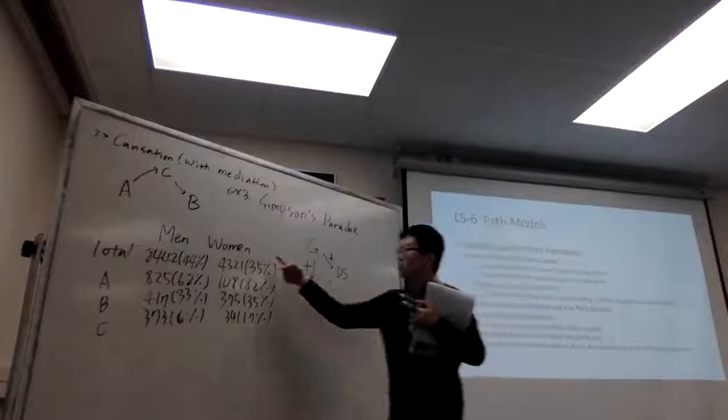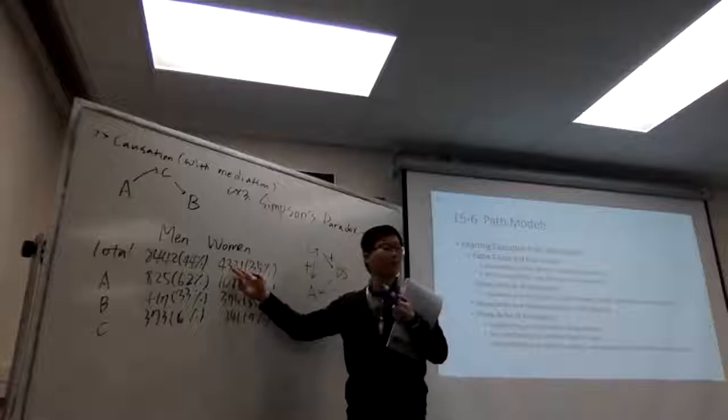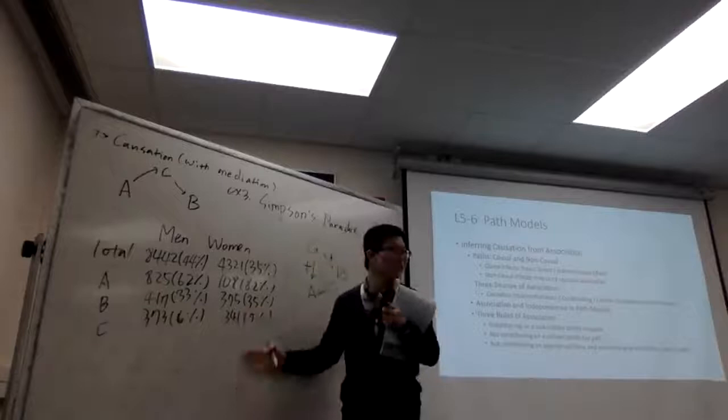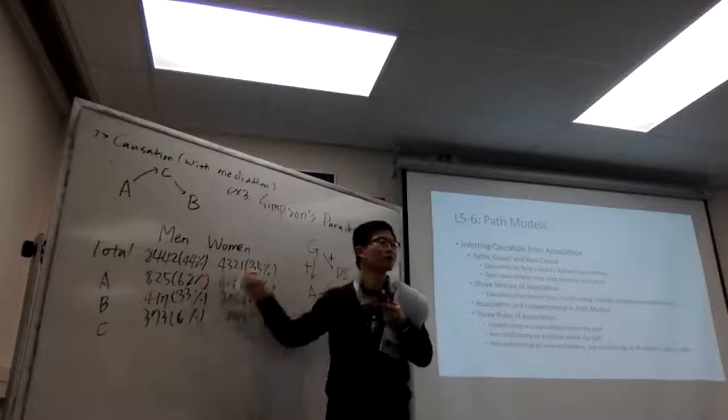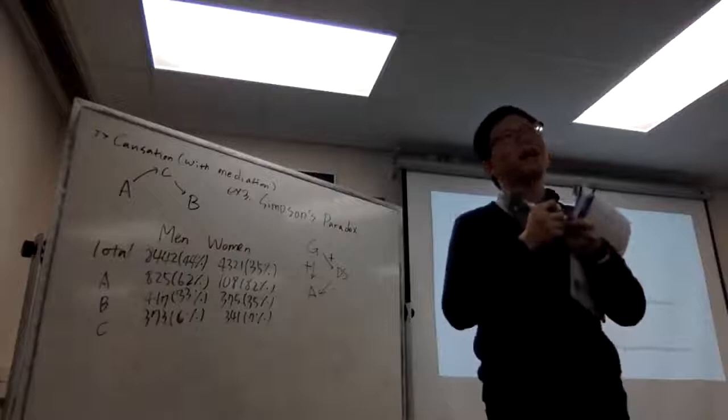This one is the admission rates for women. This is 35%. So this part is the number of applicants. Oh, here's other departments. Number of applicants, and then this is the admission rates. Yep. Is this kind of suppressive? Yeah. Yeah, I'll explain that in the mediation analysis, but yes, yes.